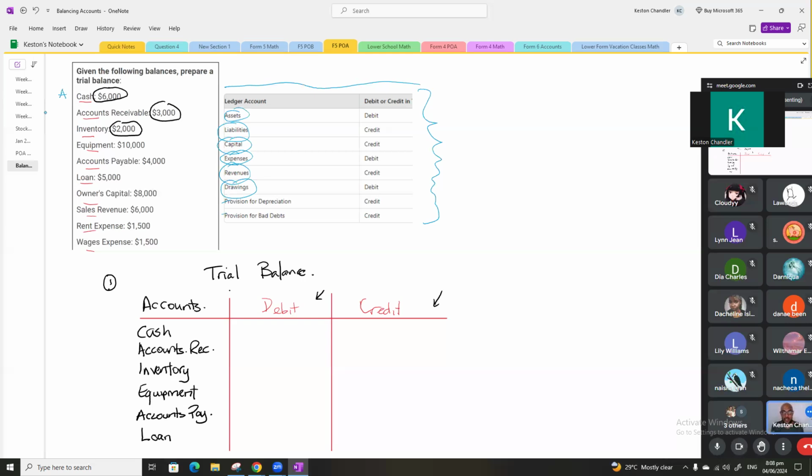Accounts receivable, these are debtors. Accounts receivable are people that owe us money and we are due to receive this money from them. So essentially it's our money, right? It's the same as cash. It's just I don't have the cash right now. So the money that I have to receive, right? So this is also an asset, right? Because I own that. That's my money, the business money. Inventory, another thing that we own. So that's an asset. Equipment, something else that we own, asset.